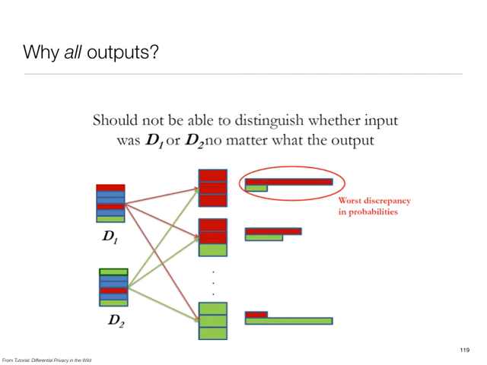It's very important that we are doing this business of D1, D2, and O for every possible pair of neighboring databases or datasets, and for every possible output. Not for a specific output, it's for all outputs, truly indistinguishable.